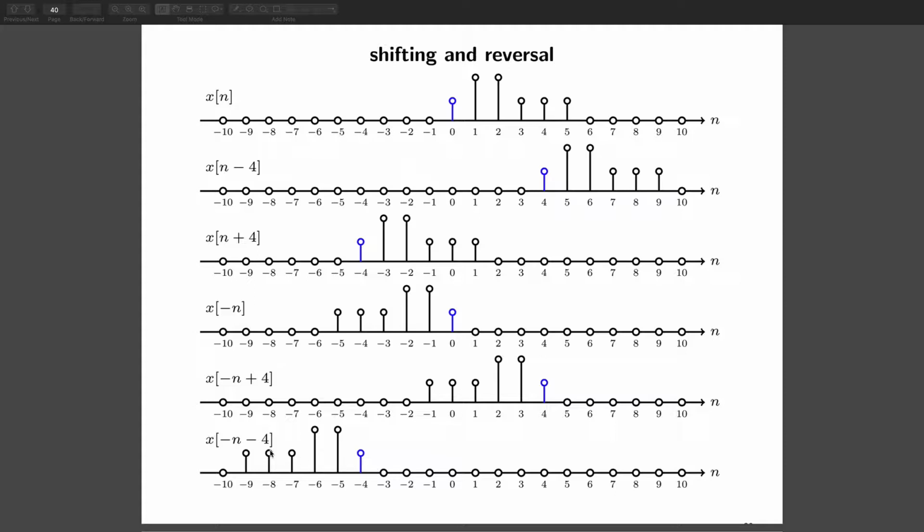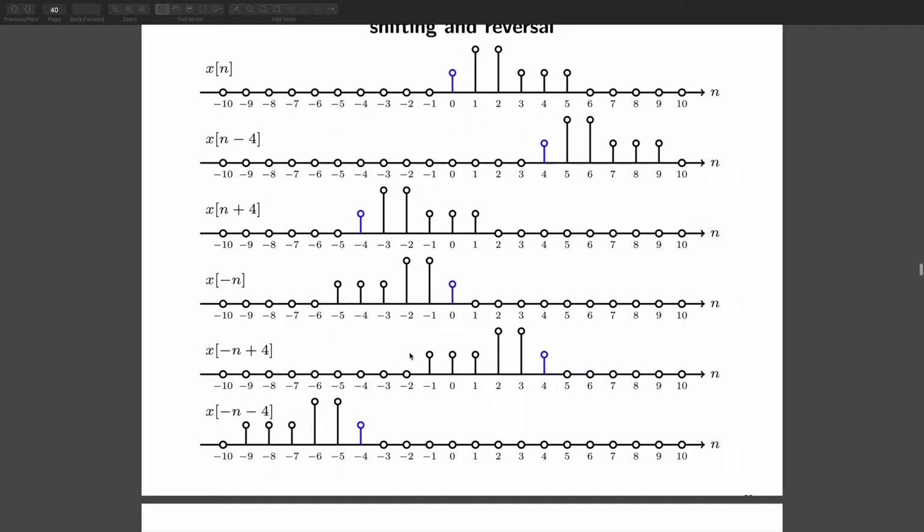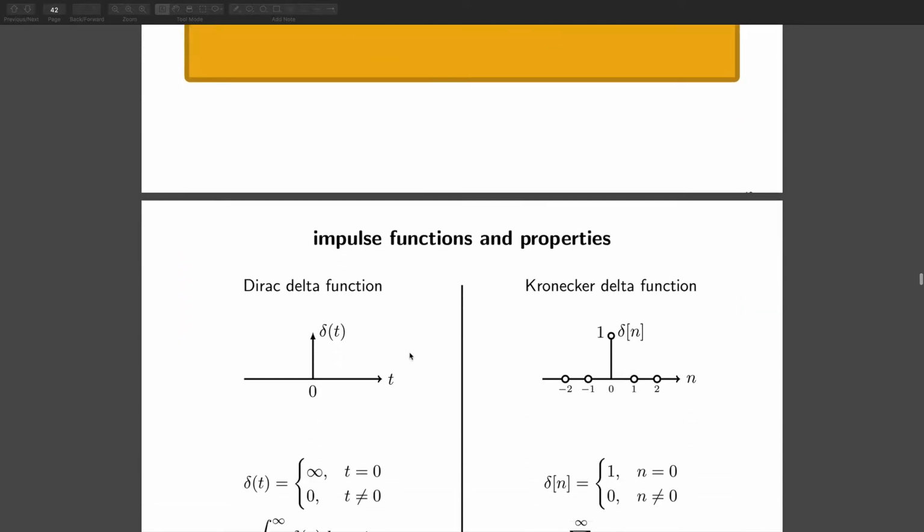And then here's another example where we have done a delay by 4. So this example here. And then we time reverse that. So that produces this example here. So we've got a delay and then a time reversal. Those are the operations that I want you to keep track of for right now. Delays, advances, and reversals. And now let's talk about some common signals.